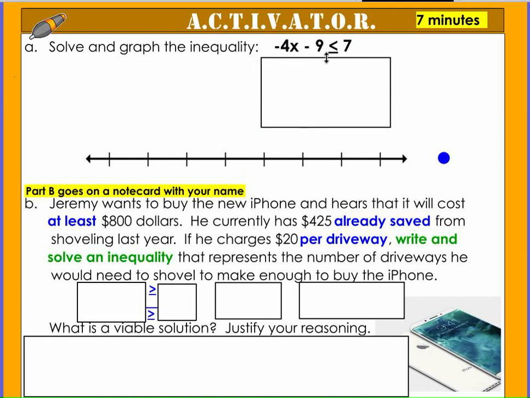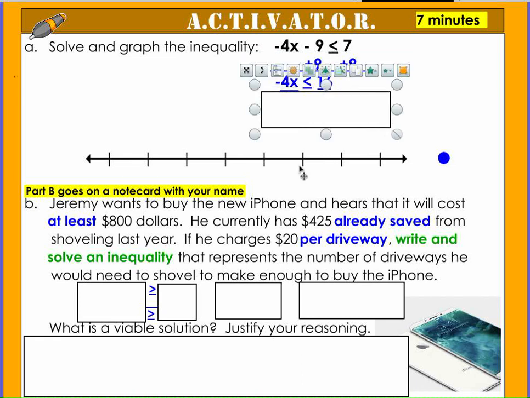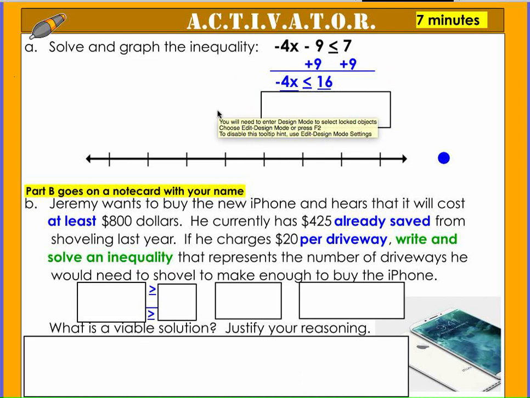So our first step is to get rid of this constant, which is the minus 9. That minus 9's opposite operation is adding. We know that is the addition property of equality. We add 9 to both sides. That's going to leave us with negative 4x is less than or equal to 16.